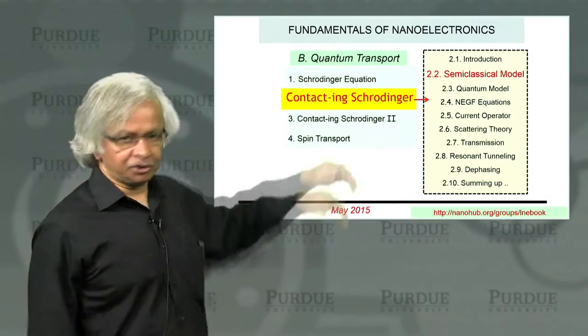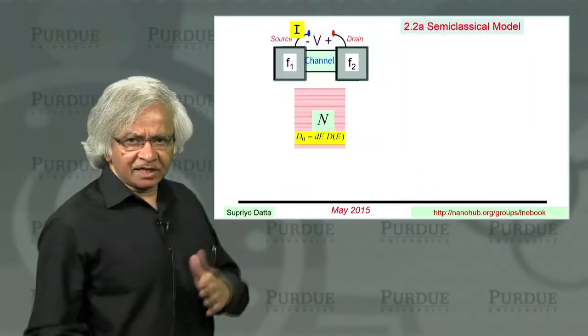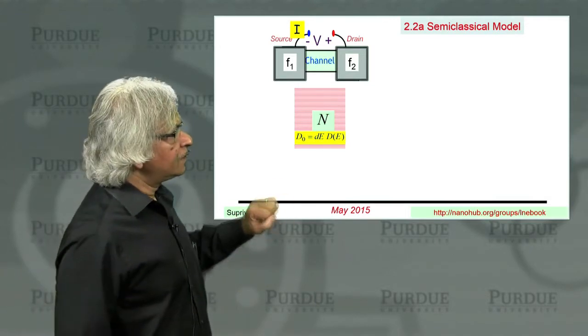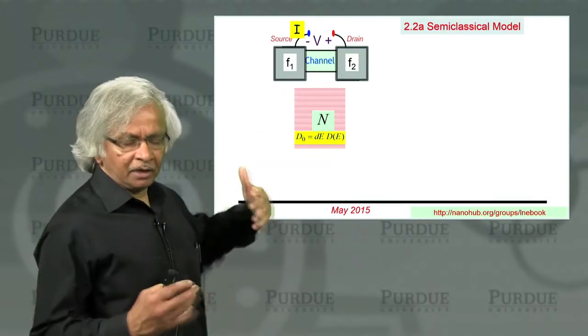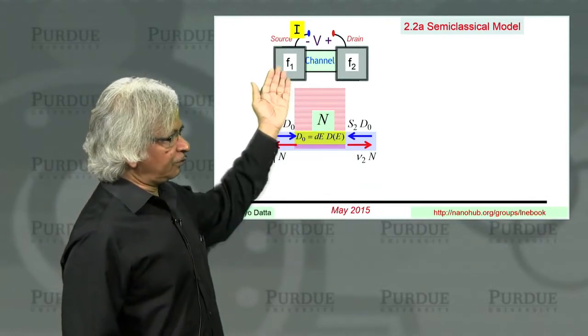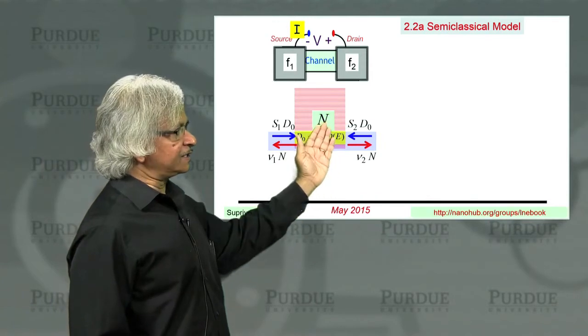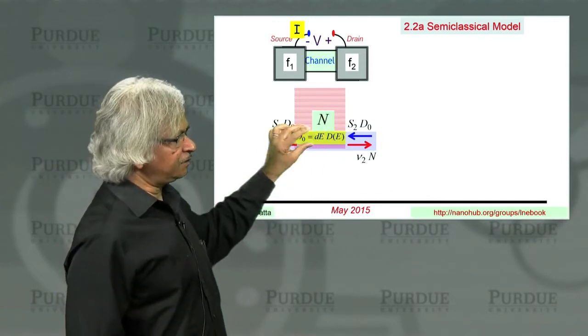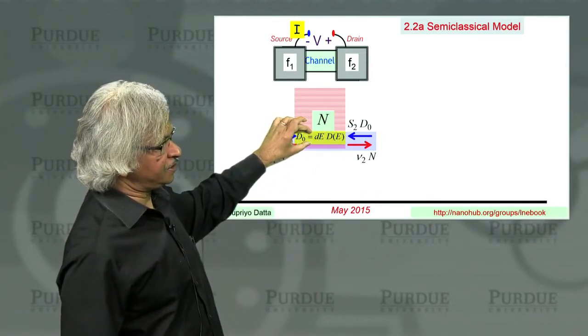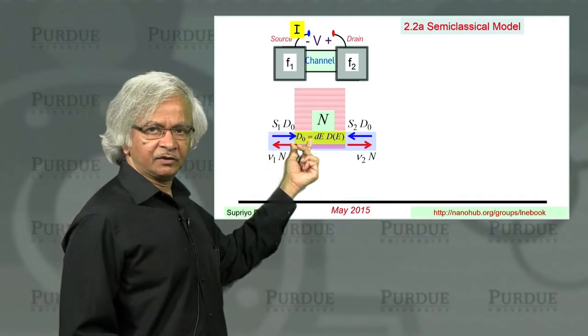This is Lecture 2. Now, as we discussed in the introduction, what we want to talk about is this process of inflow and outflow from the contacts into this channel. N is this number of electrons in the channel, and we are considering a range of energies here with a total number of states given by D0.